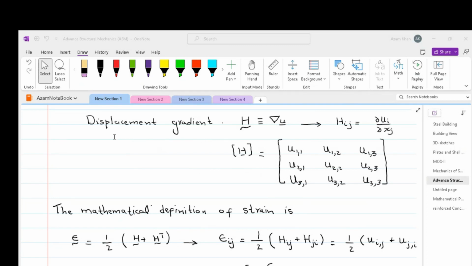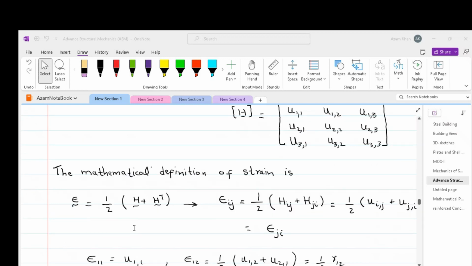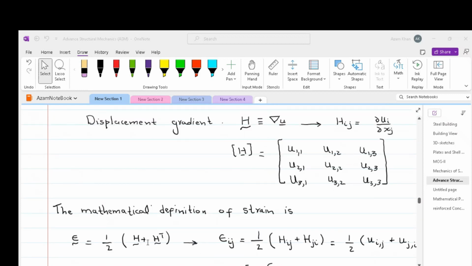After defining the displacement gradient, we are in a better position to define our strain in terms of the displacement gradient. The strain tensor can be written as half the displacement gradient H plus the displacement gradient transpose. Component wise, it can be written as strain ij is equal to half (Hij plus Hji), where i shows the row and j shows the column.